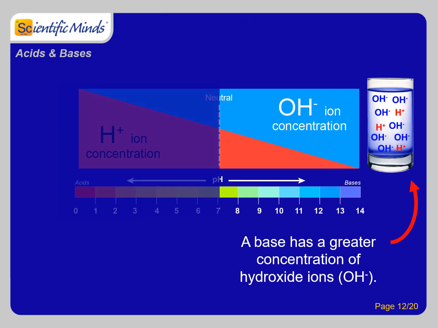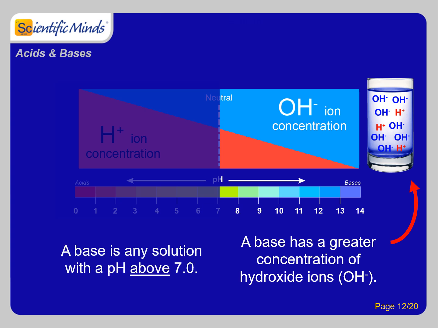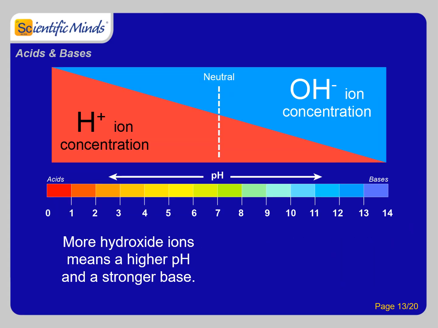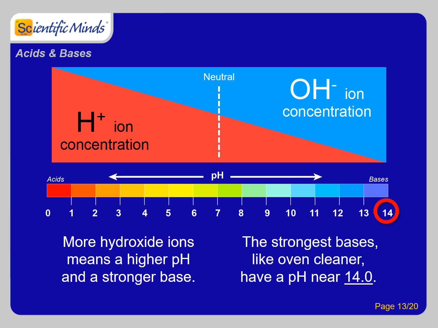A base has a greater concentration of hydroxide ions. A base is any solution with a pH above 7.0. More hydroxide ions mean a higher pH and a stronger base. The strongest bases, like oven cleaner, have a pH near 14.0.